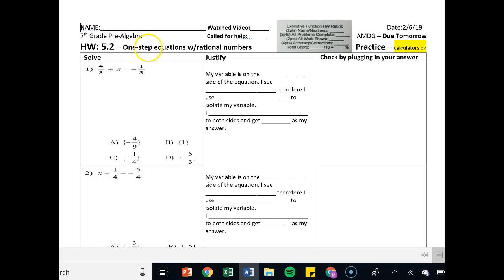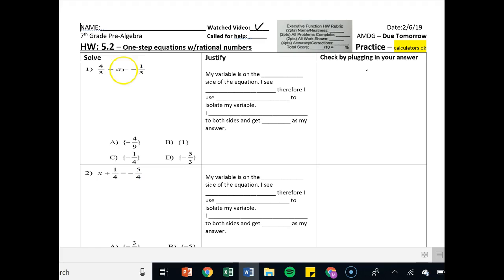Welcome to Homework 5.2, one-step equations with rational numbers. You can go ahead and check off if you watch the whole video. Calculators are okay. In fact, I strongly encourage that you use them. All right, so just like we did yesterday, we're going to solve, justify, and check by plugging in our answer.